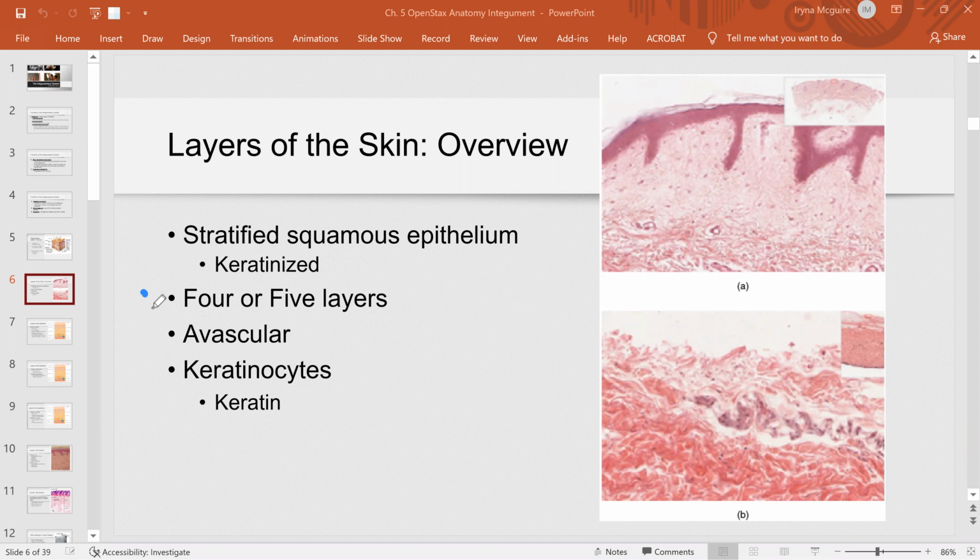So we have 4 or 5 layers, and if we have a thick skin, we will have 5 layers. If we have thin skin, we will have 4 layers. Epidermis is avascular, and major cells are keratinocytes, and those are the ones that synthesize keratin.